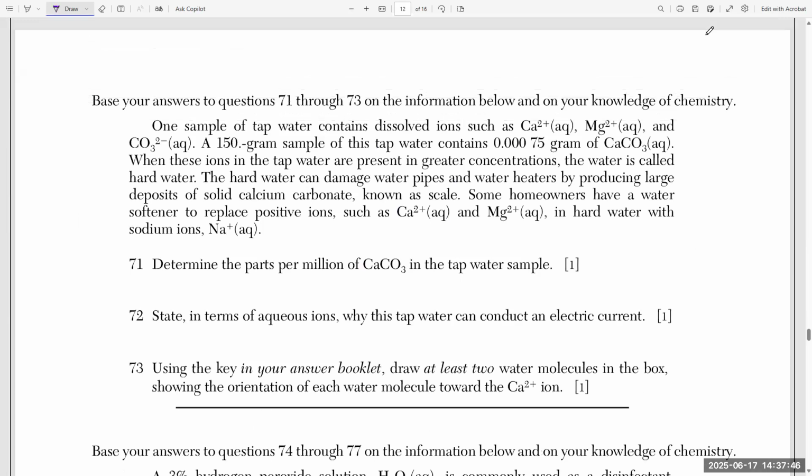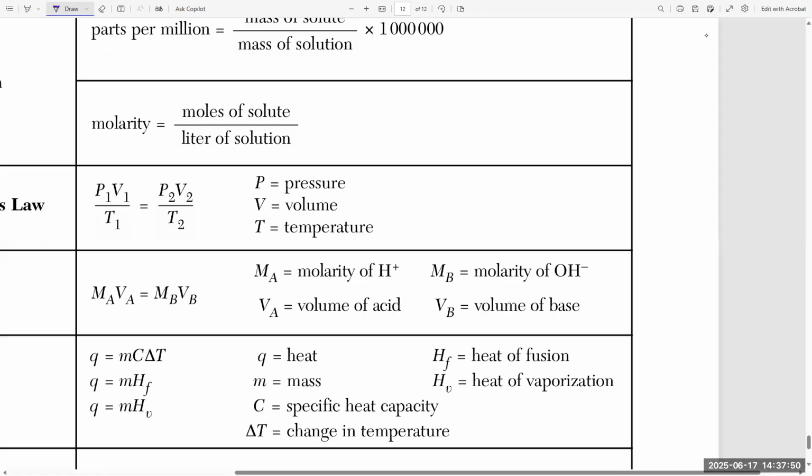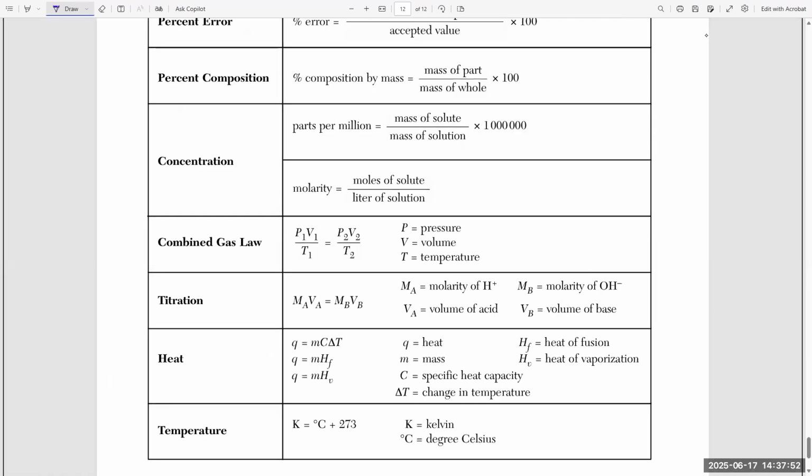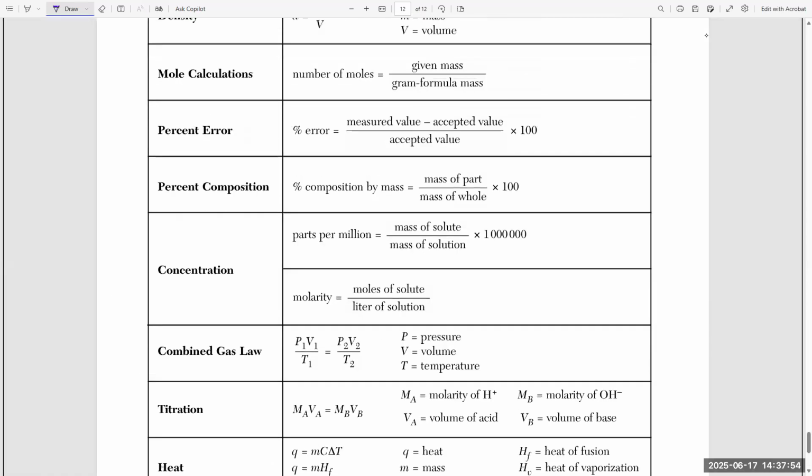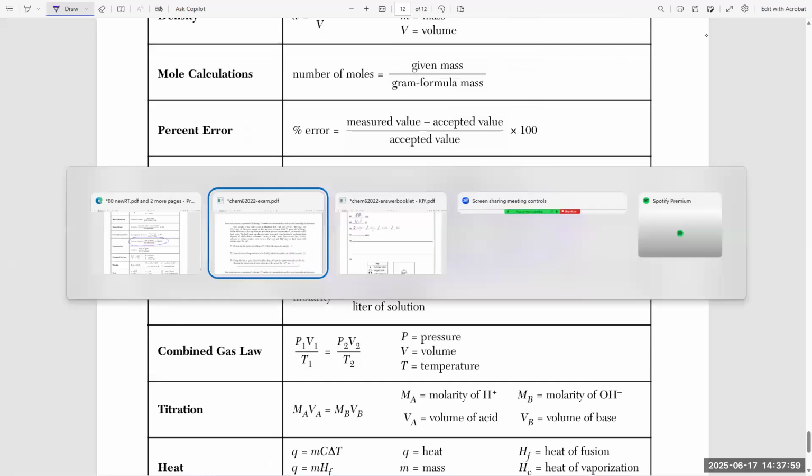Parts per million. This is pretty easy, right? Because where do you get the equation for parts per million? It's right near the parts per percent, right? But like I said, you should memorize these. It's super easy. It's mass of the solute over the solution, right? So let's go.